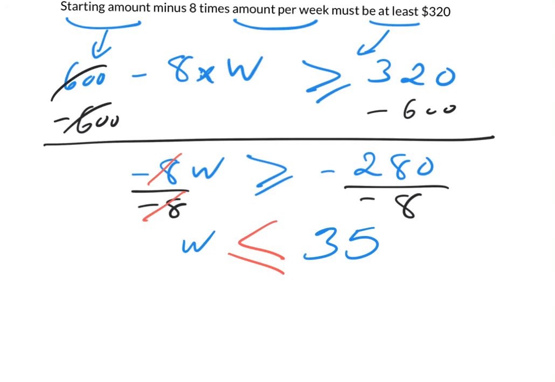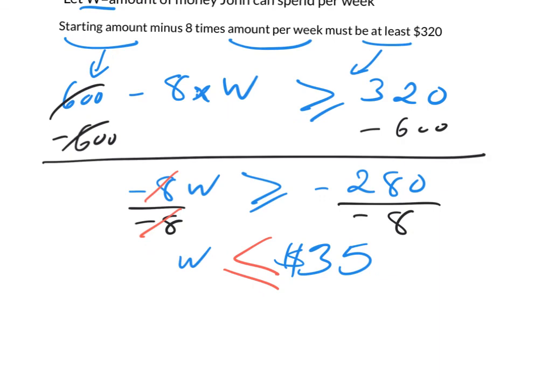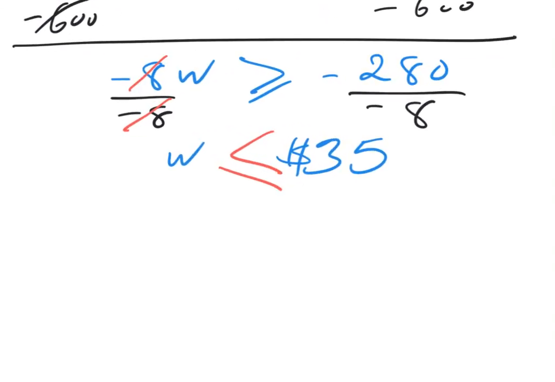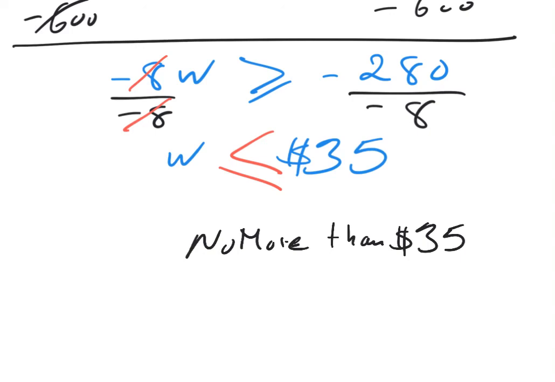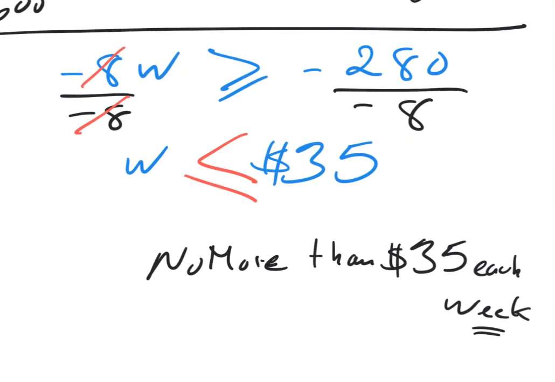$35. So John can spend no more than $35 each week in order to save at least 320, right? So John has to spend no more than $35 per week, each week. All right. So in order to save $320, you've got to spend no more than $35 for 8 weeks. I'll see you in the next video.